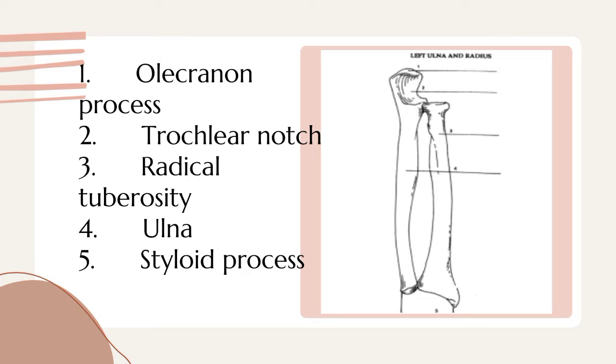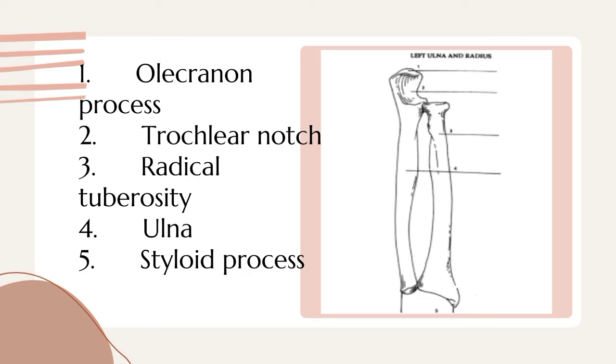Number one is the olecranon process. The olecranon process is the large process of the ulna that projects behind the elbow, forms the bony prominence of the elbow, and receives the insertion of the triceps muscles. Number two is the trochlear notch.